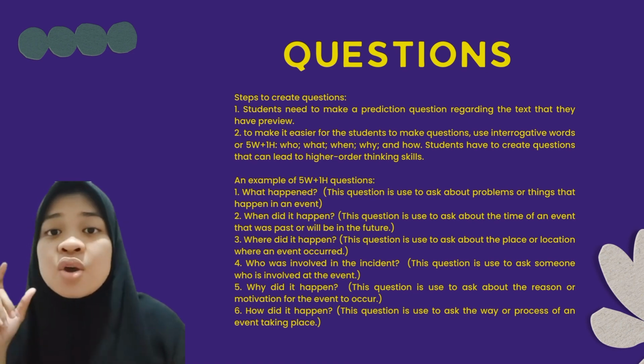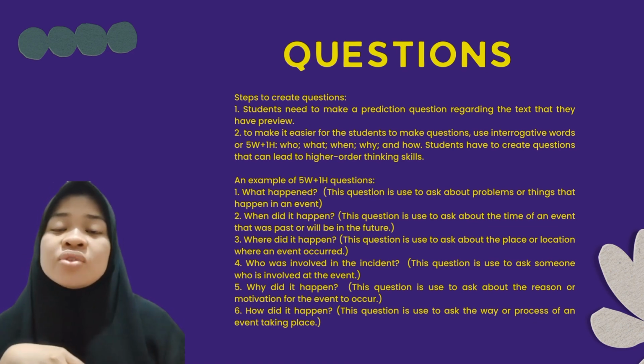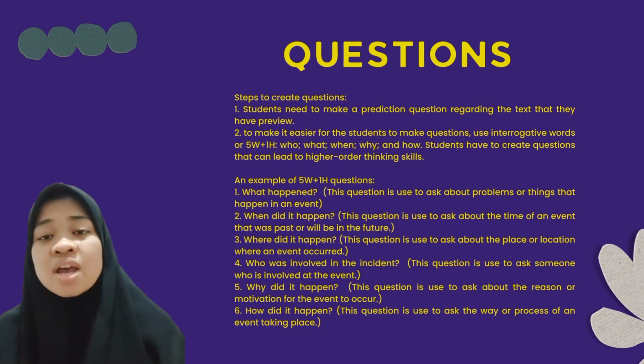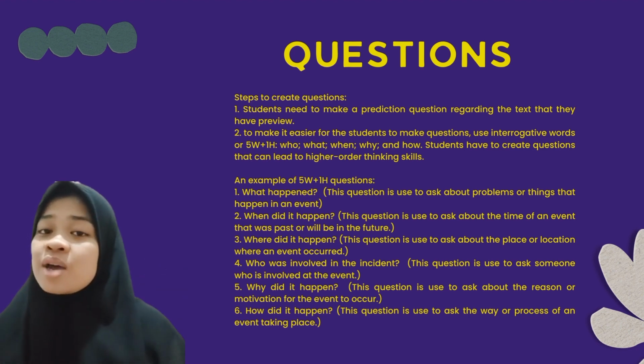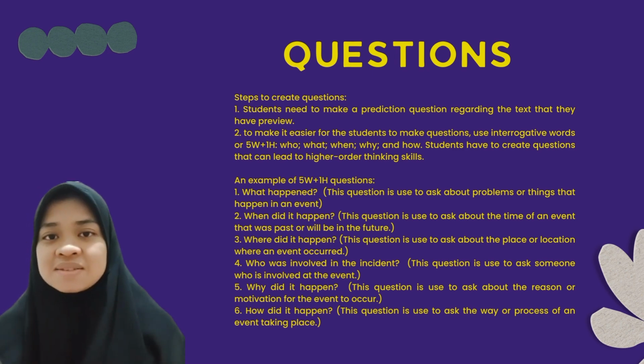Number 5, why did it happen? This question is used to ask about the reason or motivations for the event to occur. And number 6, how did it happen? This question is used to ask the way or process of an event taking place.